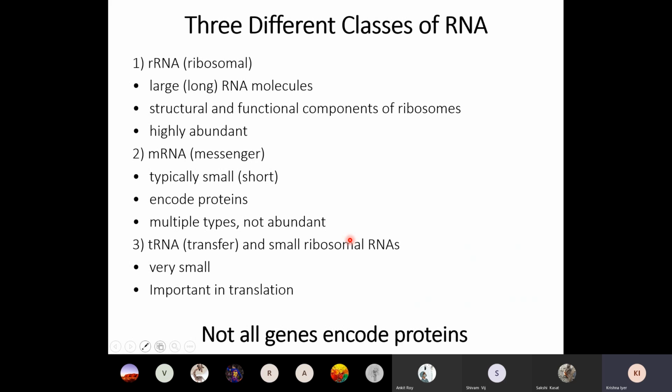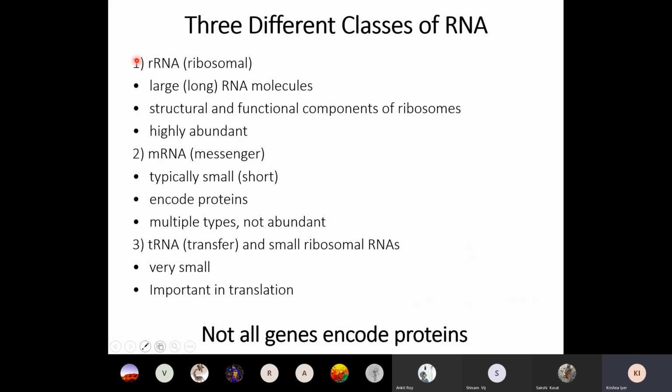And tRNAs are very small, and they are, in a sense, the go-between between mRNA and rRNA. Okay, so they are what you call adapter molecules, as they say. Okay, and therefore they are important in translation.